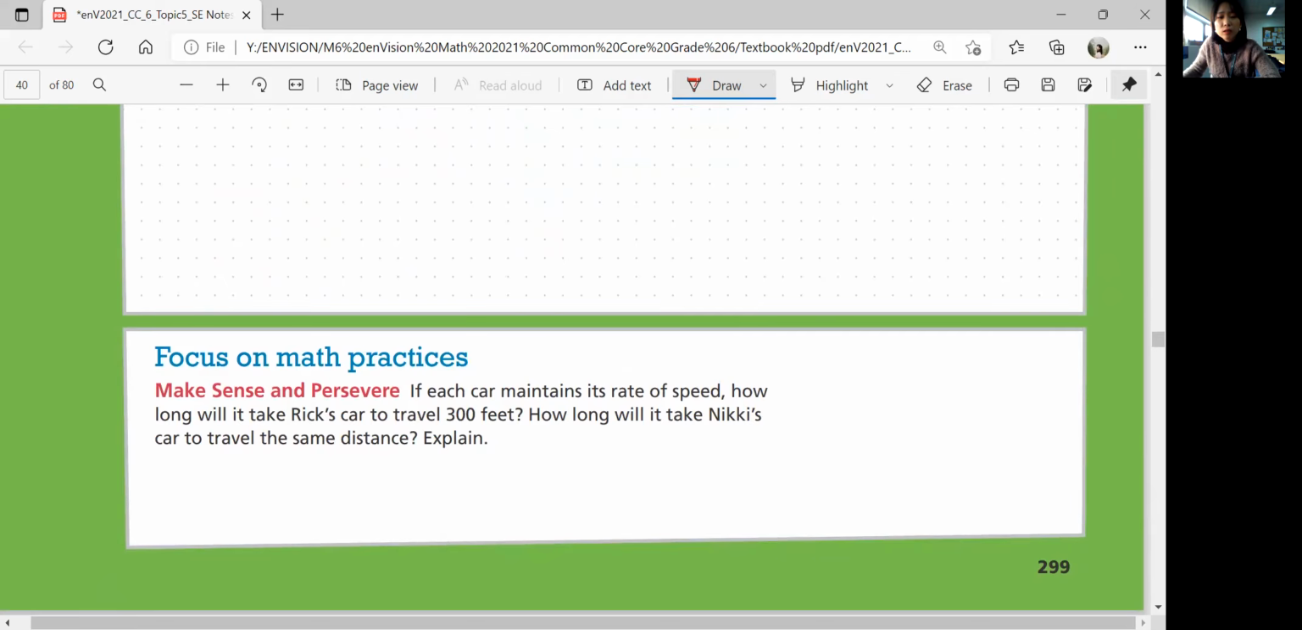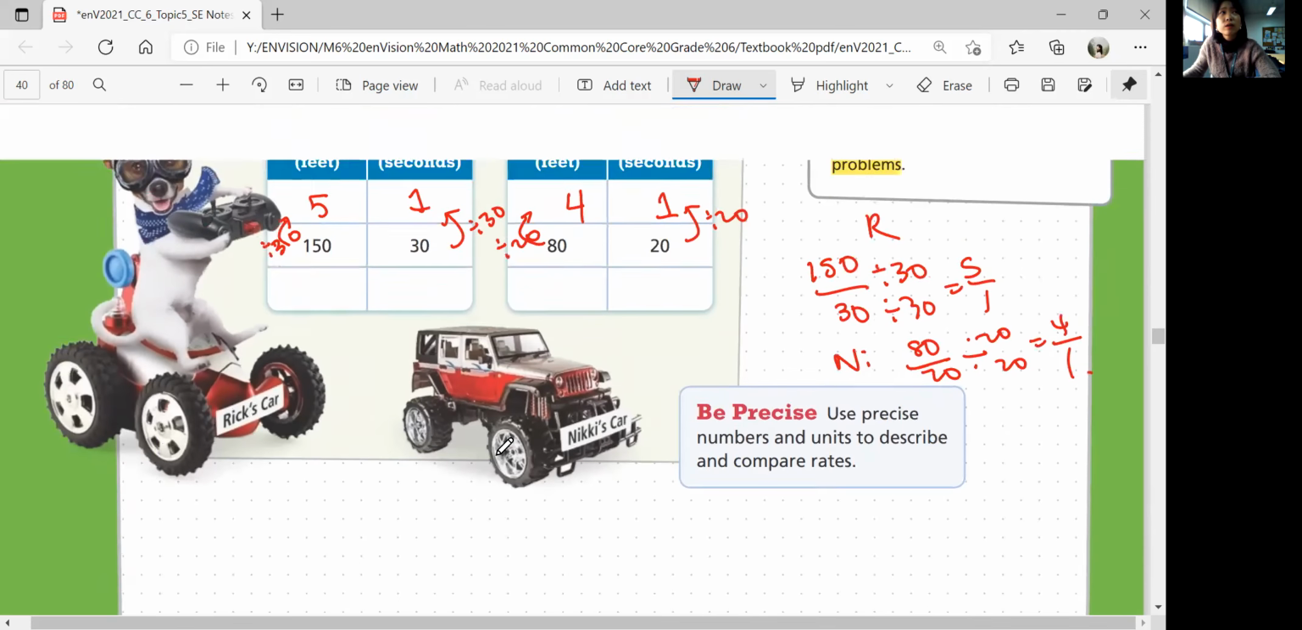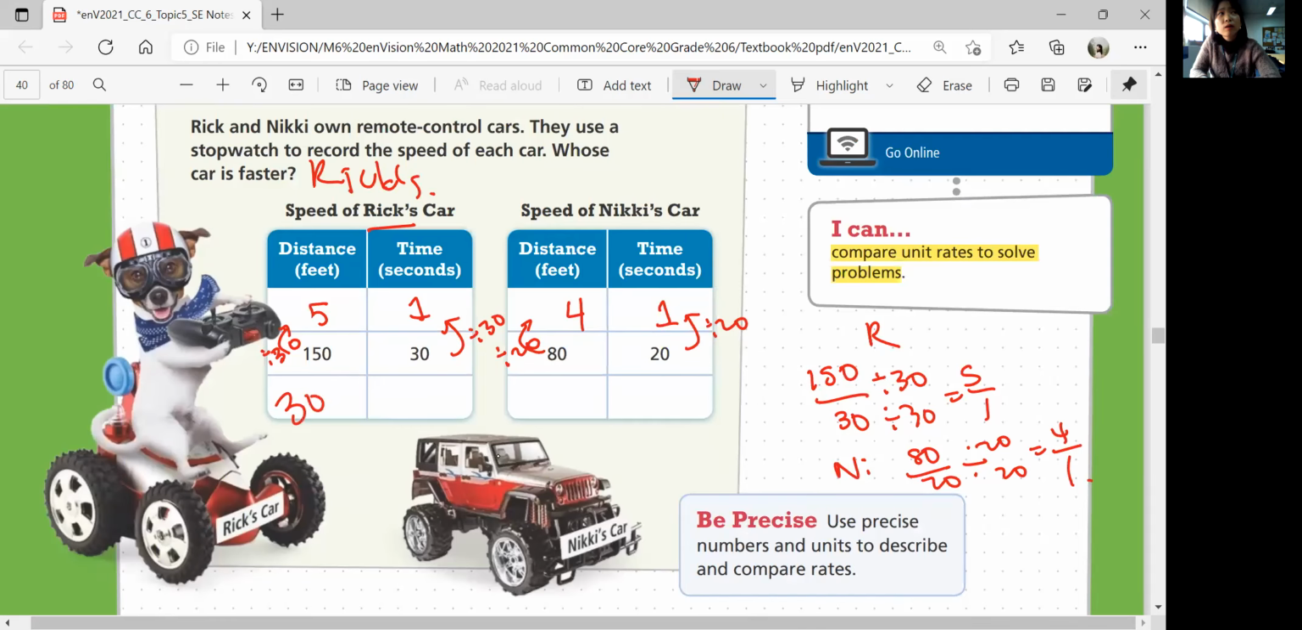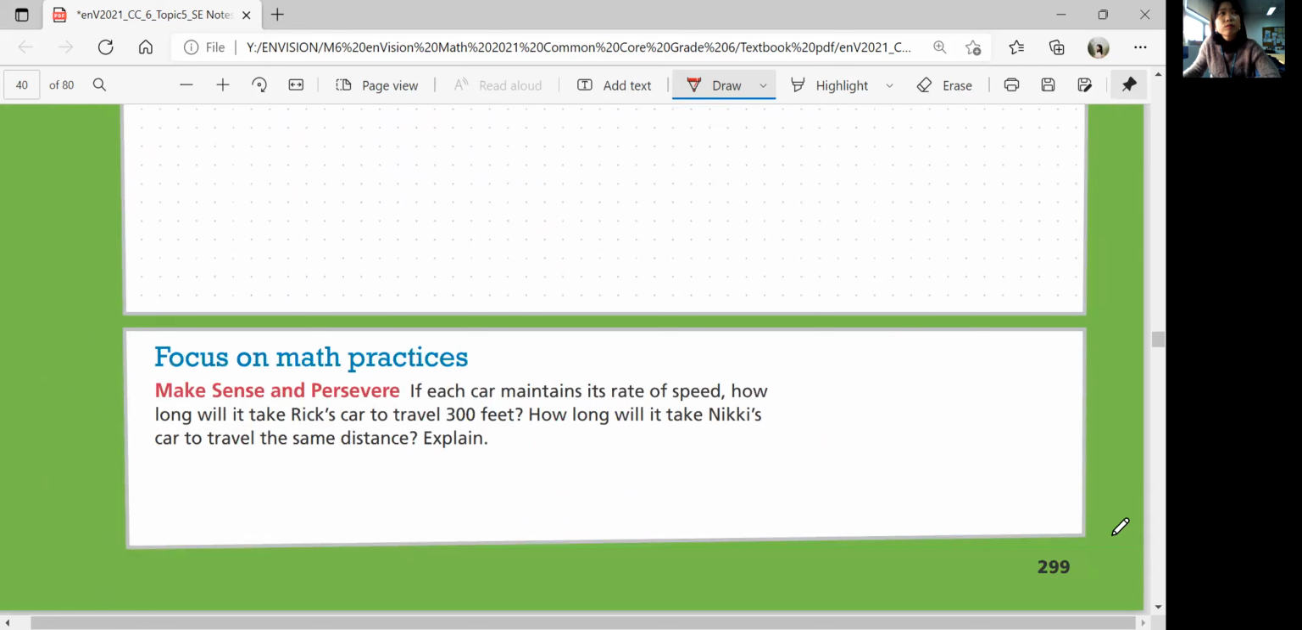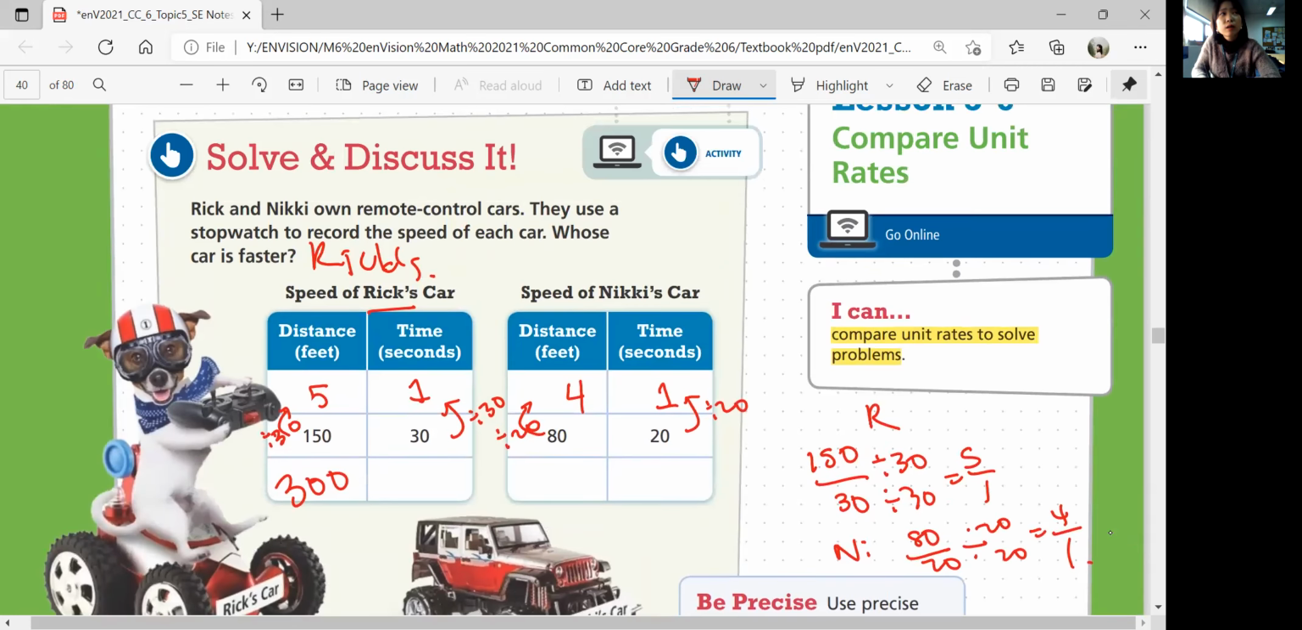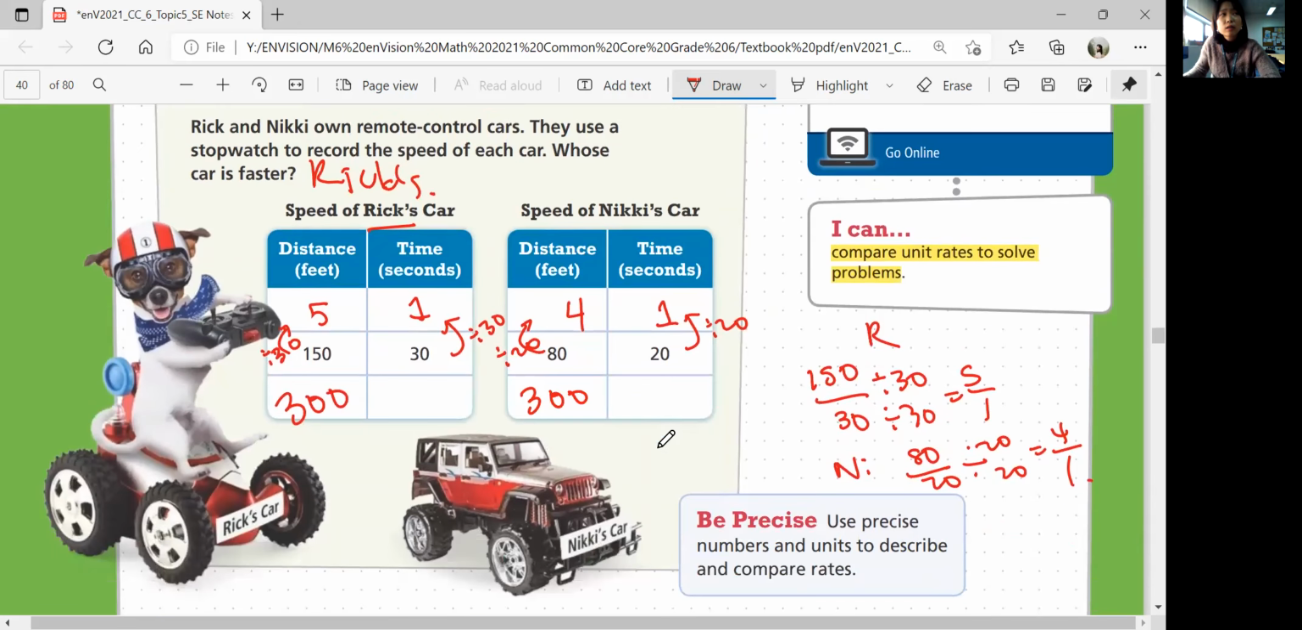Focus on math practices. If each car maintains its rate of speed, how long will it take Rick's car to travel 300 feet? So now we want to figure out 300 feet. And how long will it take Nikki's car to travel the same distance, 300 feet? How long? So we're gonna use the proportions, the same rates, to figure this out.